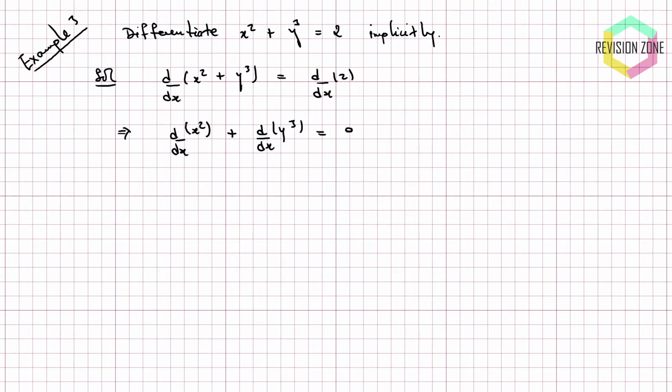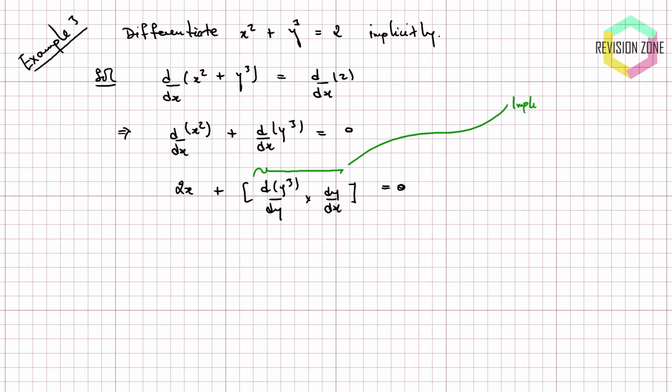So x squared with respect to x differentiates to give me 2x, but it's going to be awkward to differentiate y cubed with respect to x. So I'm going to turn to the chain rule and say, let me just differentiate it with respect to y, and then I'm going to write down dy by dx as a way of compensating. This is the implicit differentiation part of our calculation.